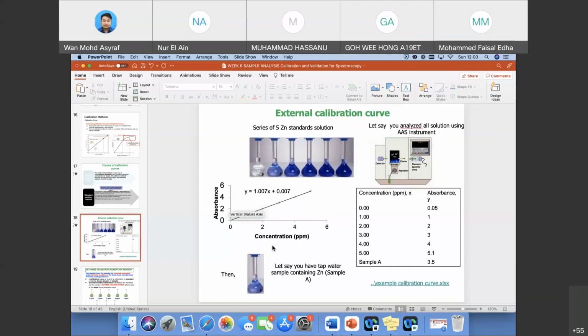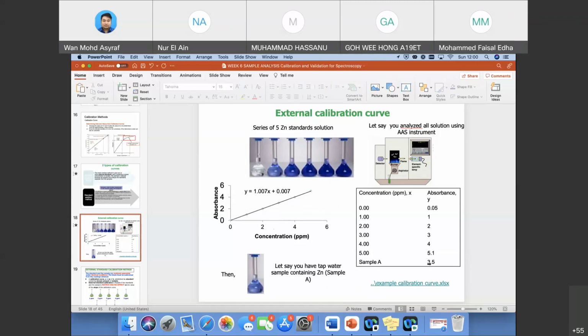If you can see here, 3.5, you don't know where the point is, so basically you just use the equation to get the concentration of unknown sample A. Alright. Is that understood for the external calibration curve?